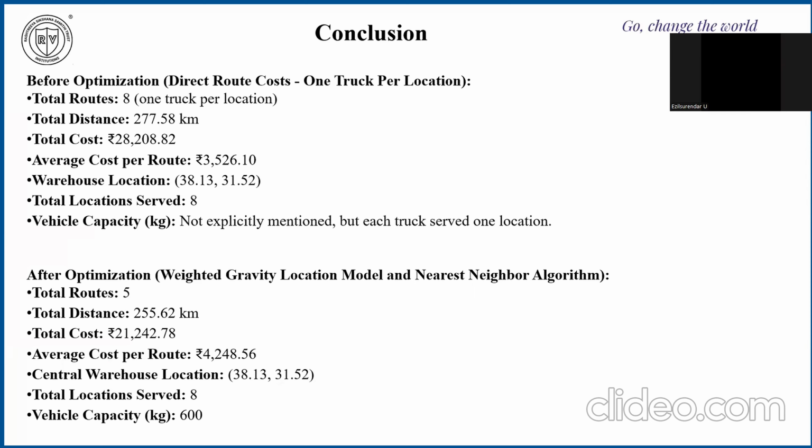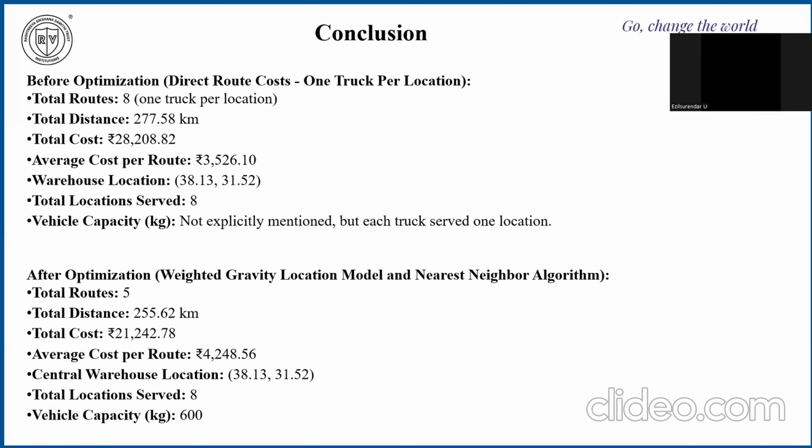After applying the weighted gravity location model and the nearest neighbor algorithm, we can tell that we reduced the number of routes from 8 to 5. The total distance traveled decreased to 255 kilometers and the total cost dropped to 21,242 rupees. The average cost per route increased slightly to 4,248 rupees, but this was offset by the significant reduction in the number of routes and overall costs.